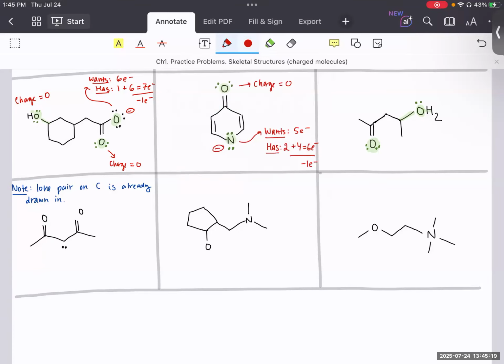And then from here, we can calculate the charge. So oxygen wants 6, and it has 3 from the bonds and then 2 from that lone pair. And so if we do 6 minus 5, we end up with +1 charge on that oxygen.